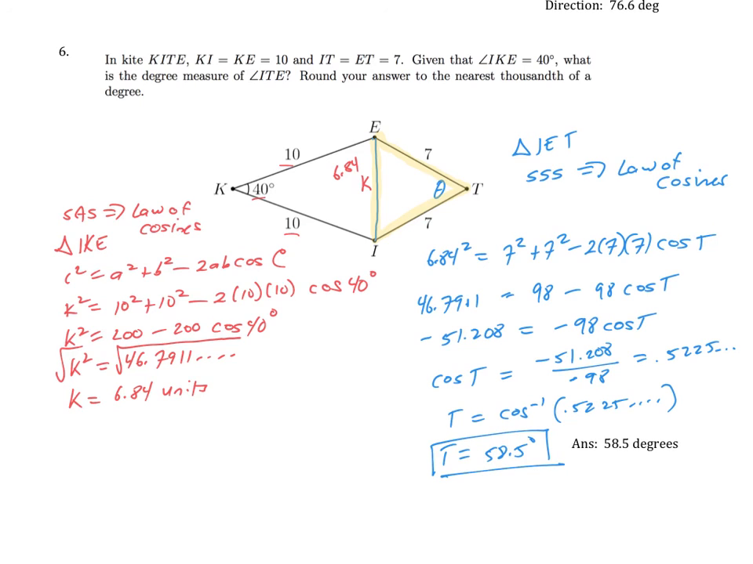So in this problem, we drew in segment EI, creating two triangles, and we used law of cosines twice, using the triangle on the left to find the side length k, and the triangle on the right to find the angle opposite it.